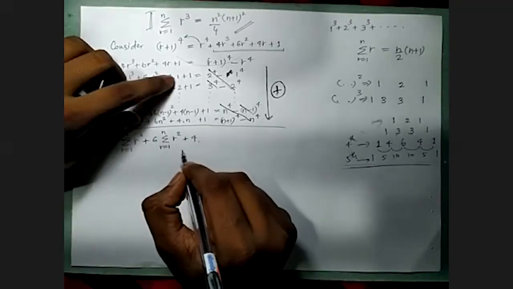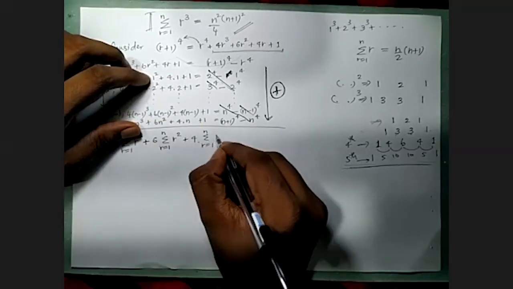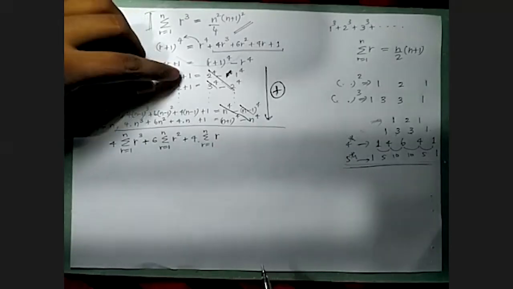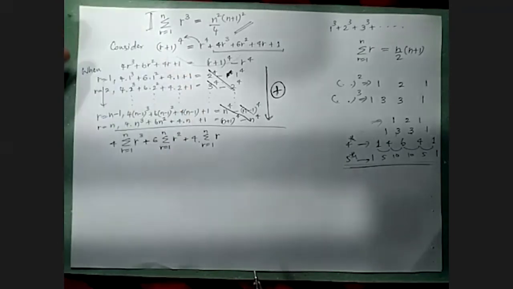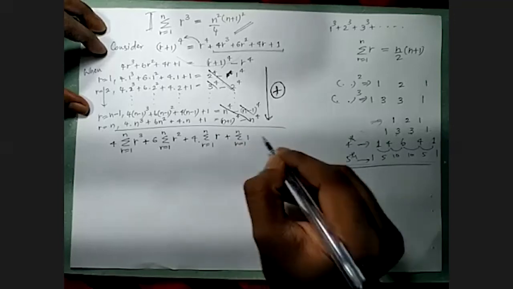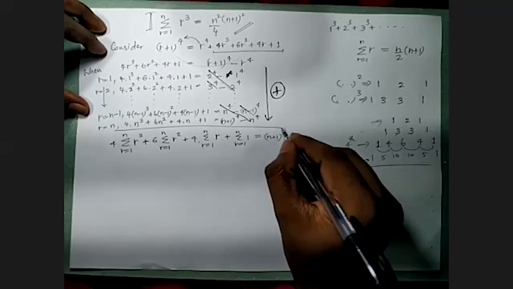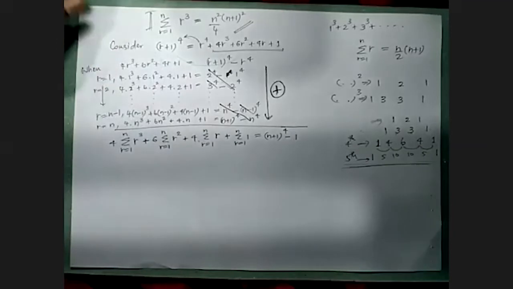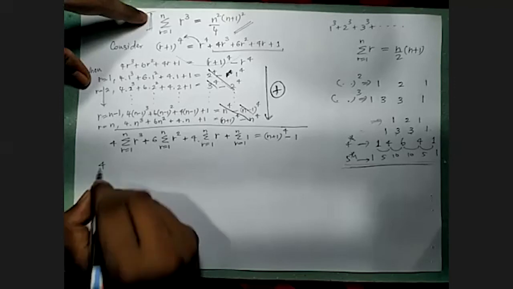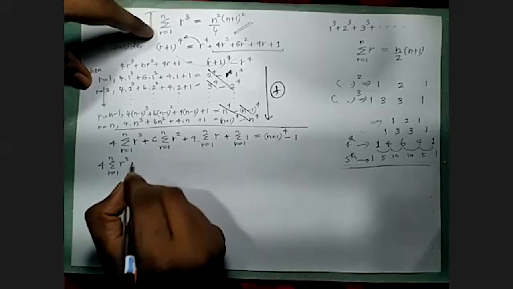4 times 1, 2, 3 up to n. That is sigma 1 to n r. Here we have 1. How many ones? n ones. That is sigma r equals 1 to n 1. Right hand side we are left with n plus 1 to the power 4 minus 1 to the power 4, which is 1. This is what we are finding. We can substitute these things.